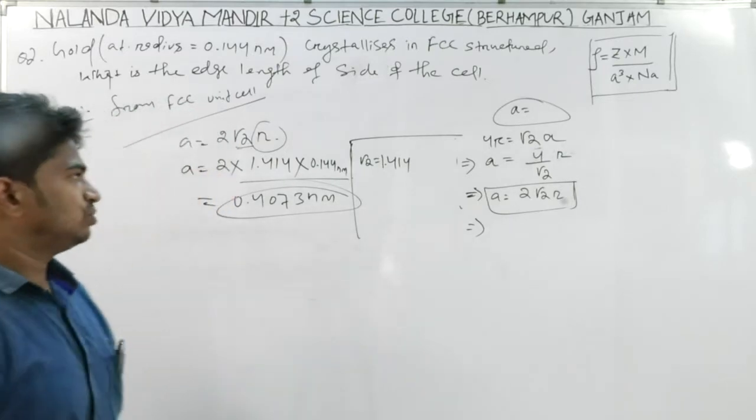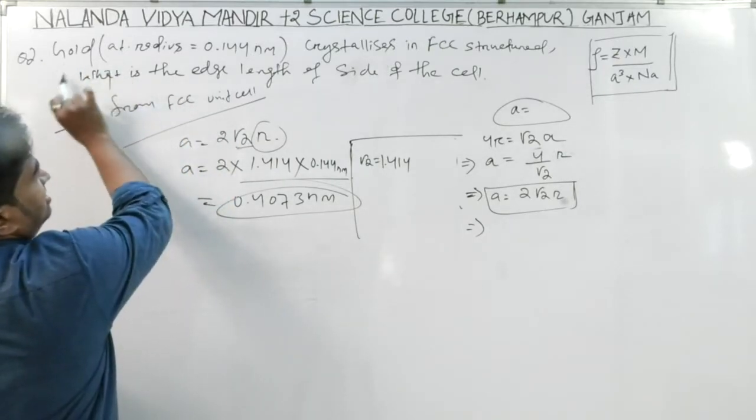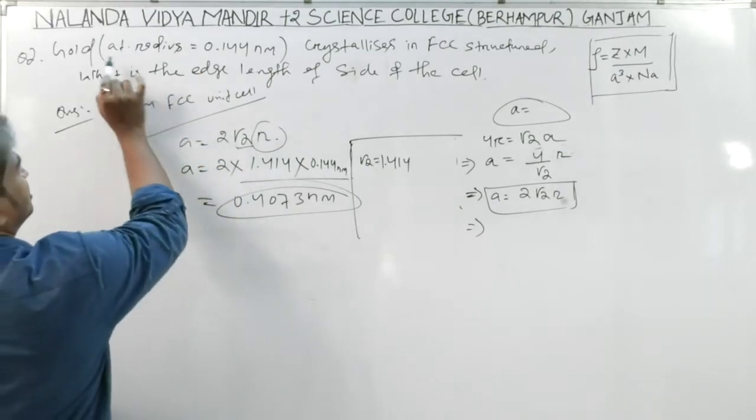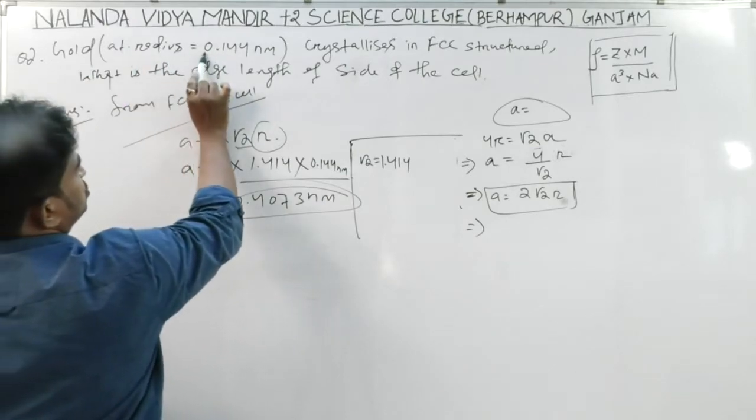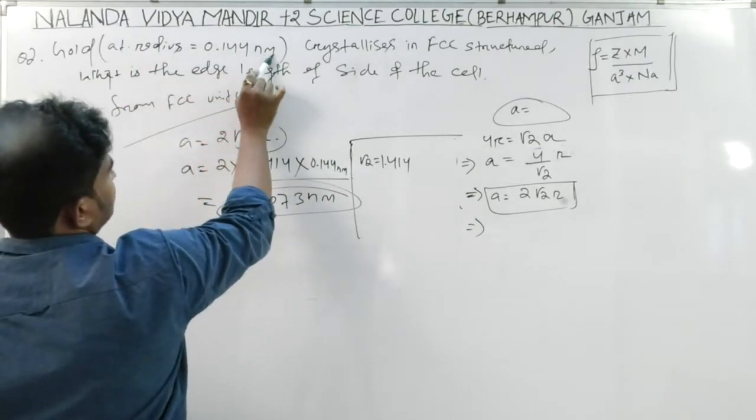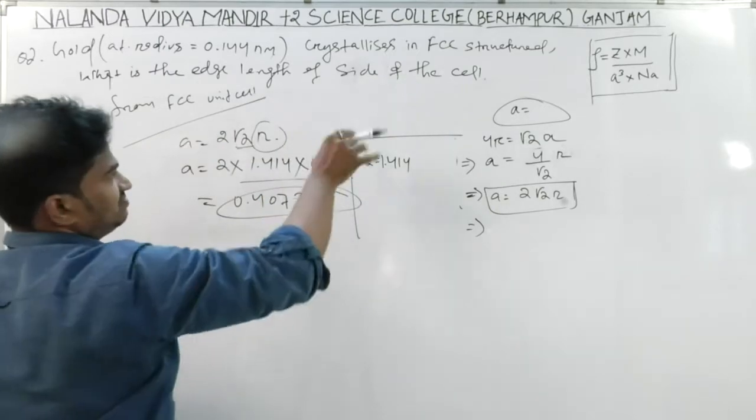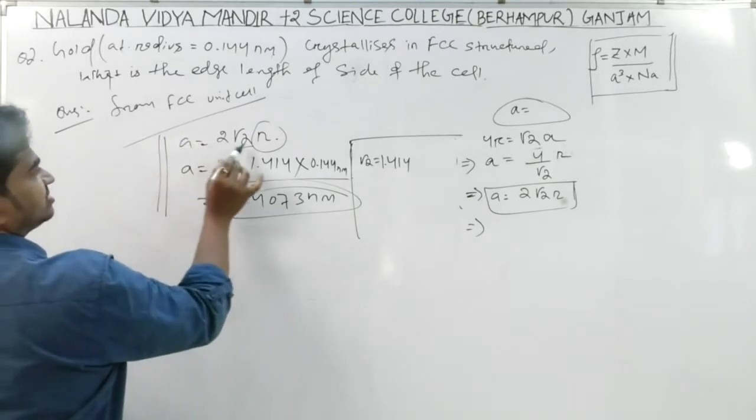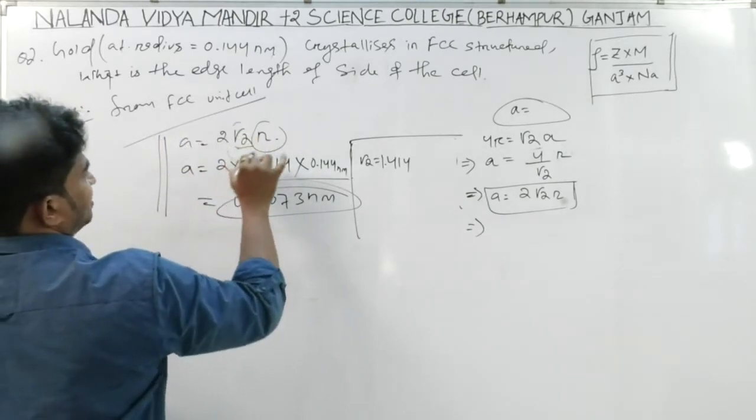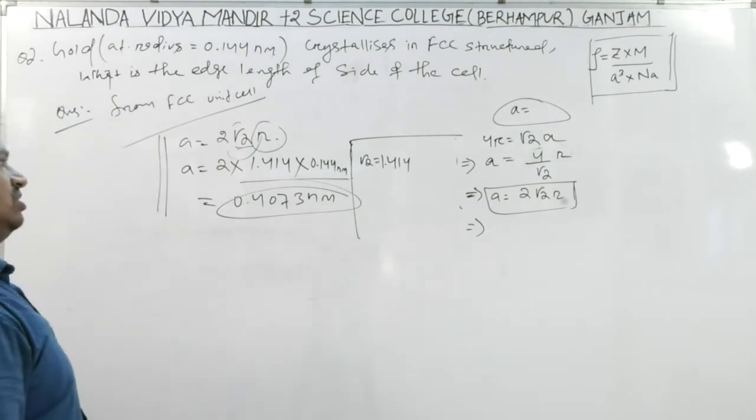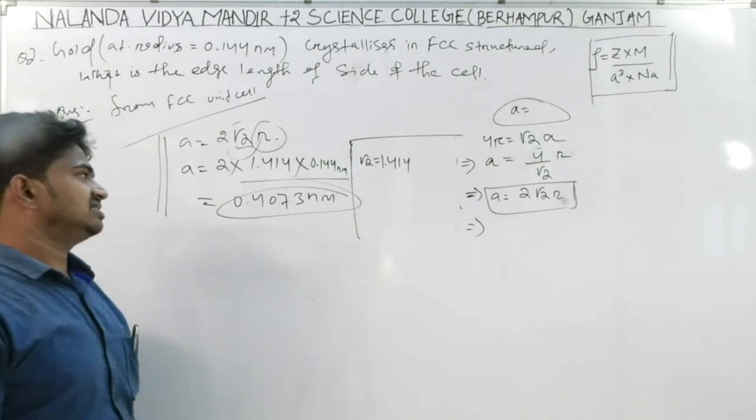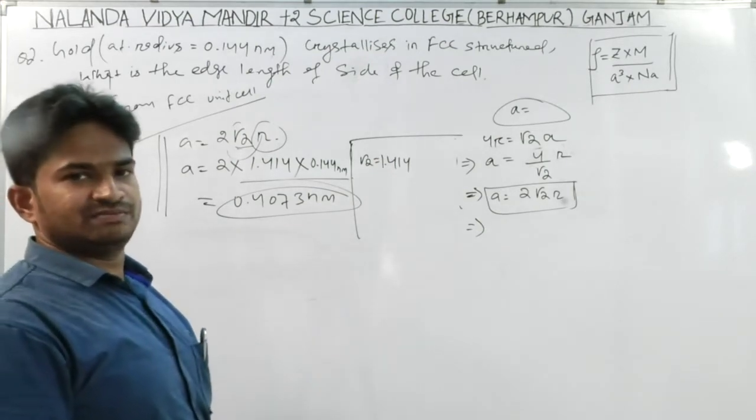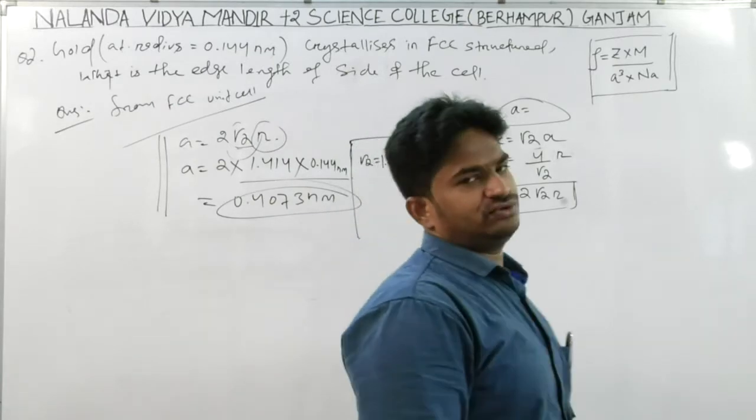So in the question it has asked for the edge length of the unit cell in which a gold atom is there, whose radius is equal to 0.144 nanometer, and that arrangement is FCC crystal structure. By taking the relation a is equal to 2 root 2 r, and placing the value of root 2 as 1.414, we will get the edge length 0.4073 nanometer. So these are all about problems related to density.